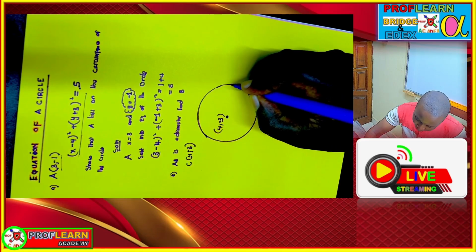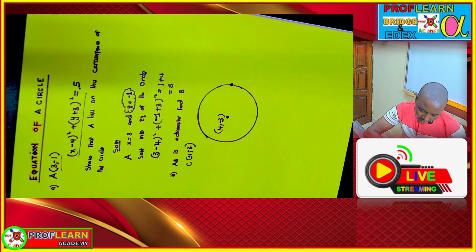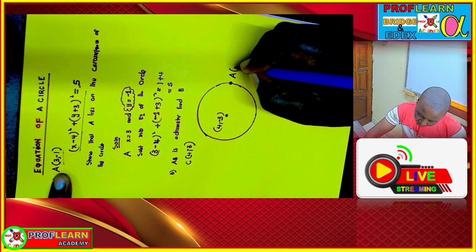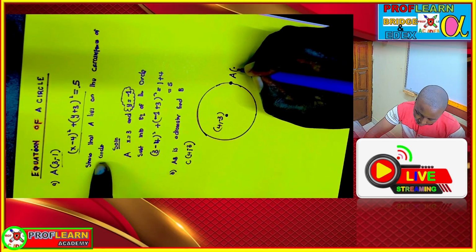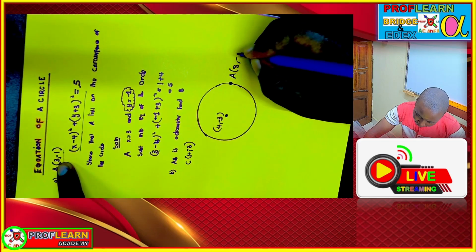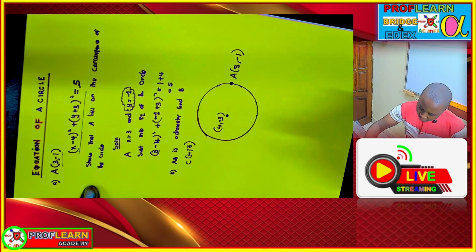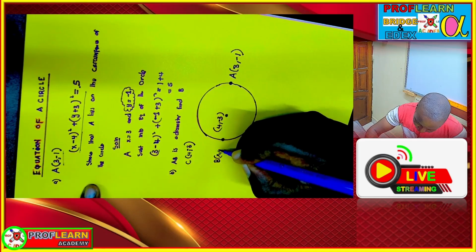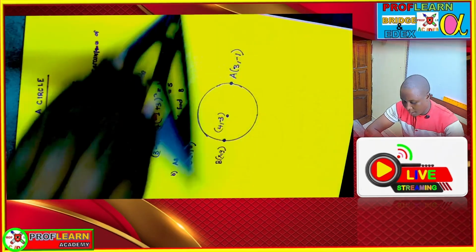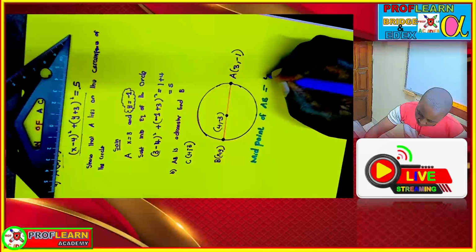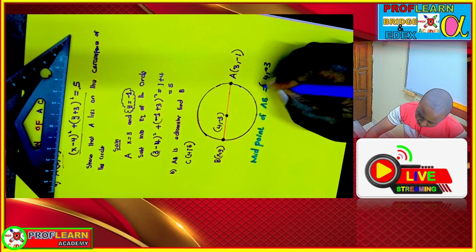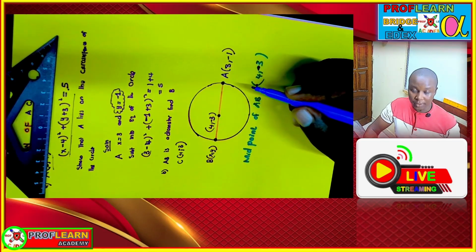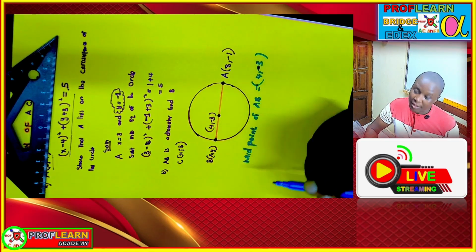And then we are told that one of the points given is A, which is (3, -1). And if we want to find another point, which is B, with coordinates (x, y), we can equally say the midpoint of line AB is going to give us the center of this circle, which is (4, -3).